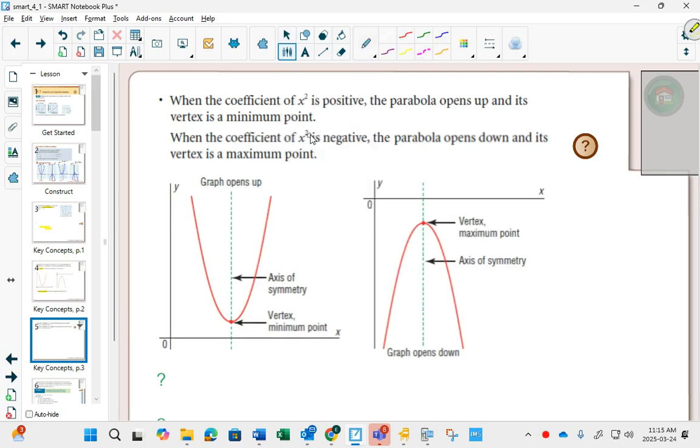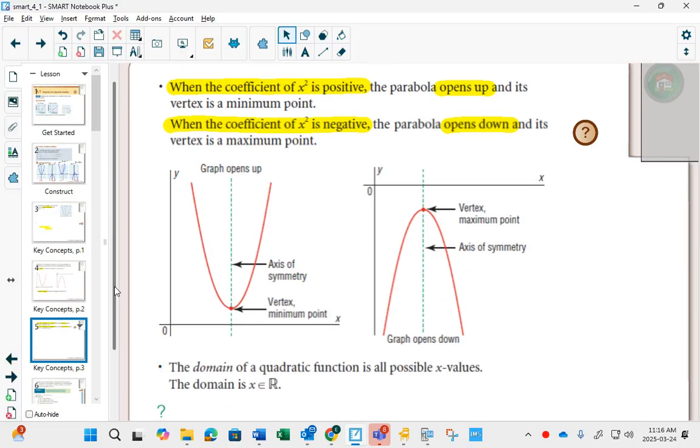And we talked about this in our original examples. When the coefficient of x squared is positive, it opens up. If the coefficient of x squared is negative, it opens down. And we're going to have to use some of these patterns we've noticed when we get to our first example and we try to graph.